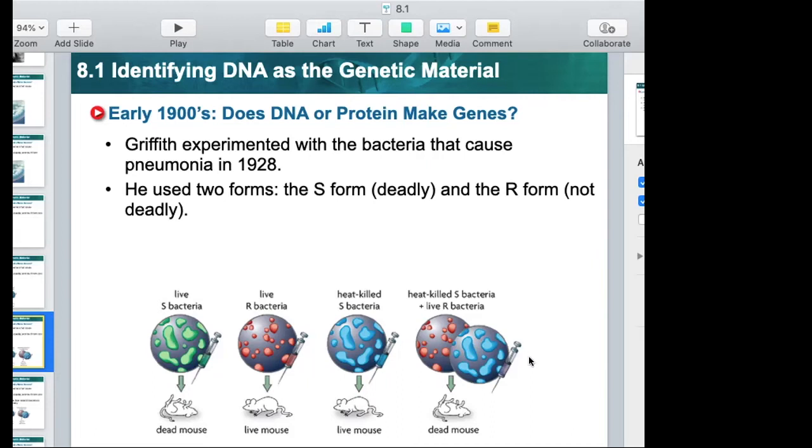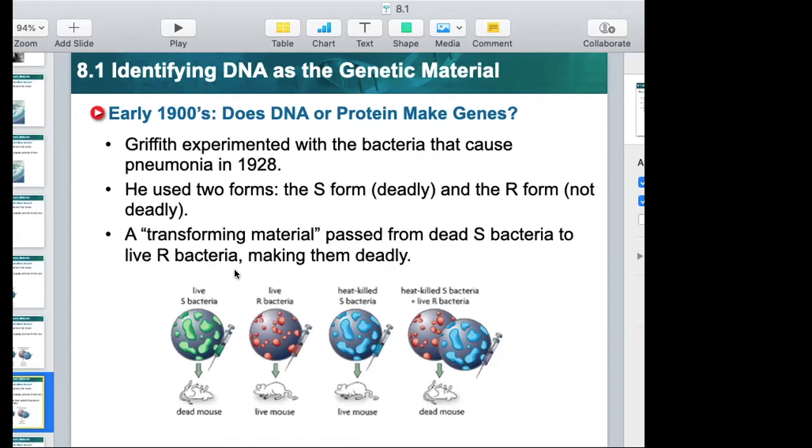How could you mix the dead bacteria that was deadly with the live bacteria, which is not deadly, and get a dead mouse? Well, he said there must have been some chemical that the dead bacteria transferred to the living bacteria and converted them, or transformed them, into harmful bacteria. So he called this a transforming material. There must be some kind of chemical, which passed from the dead S bacteria to the living R bacteria and transformed them into S bacteria, which made them deadly.